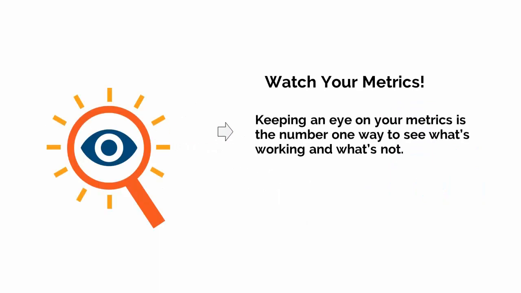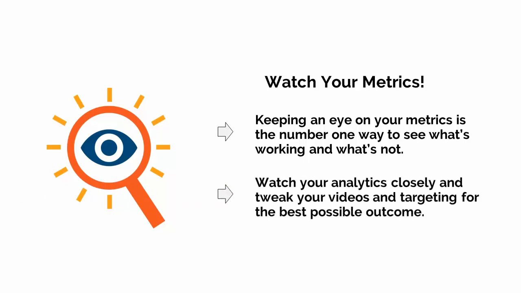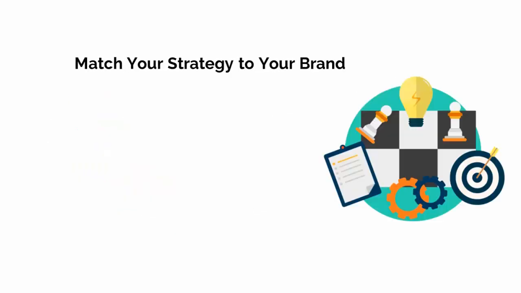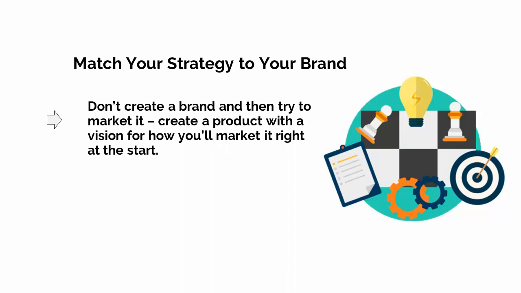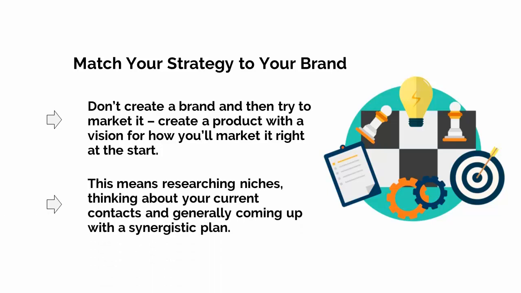Watch your metrics. Keeping an eye on your metrics is the number one way to see what's working and what's not. Watch your analytics closely and tweak your videos and targeting for the best possible outcome. Match your strategy to your brand. Don't create a brand and then try to market it. Create a product with a vision for how you'll market it right at the start. This means researching niches, thinking about your current contacts, and generally coming up with a synergistic plan.